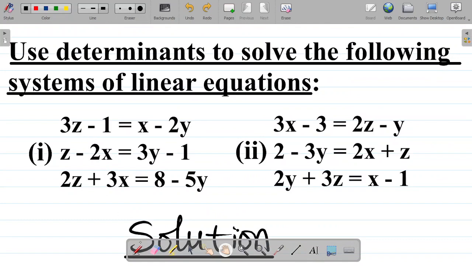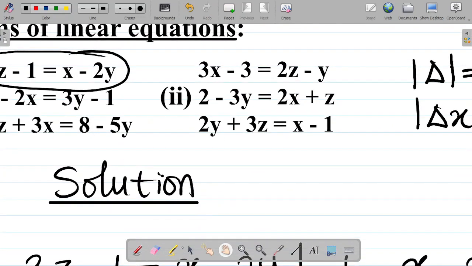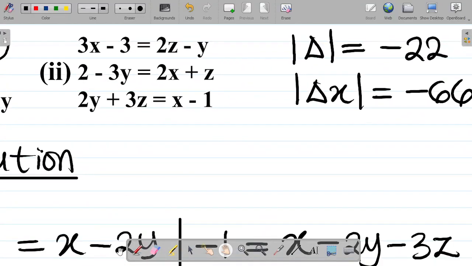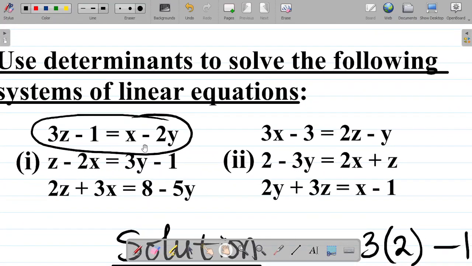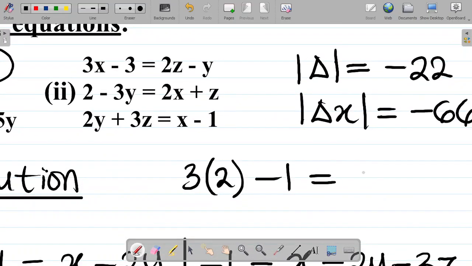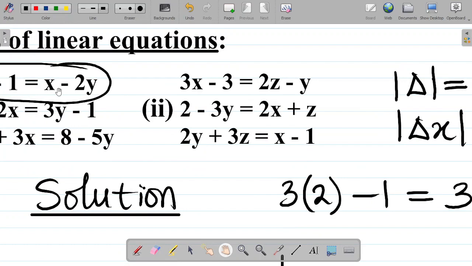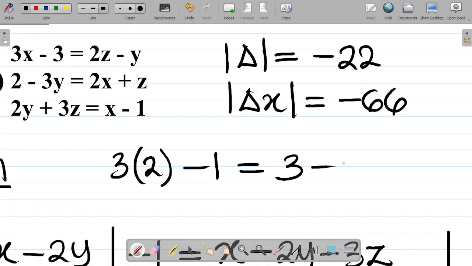Let me take the first one here. You can check out the other ones later. You have 3z minus 1, that becomes 3 into 2 minus 1, since we got z as 2. Then we have x, we got x as 3, that's 3, minus 2y, minus 2 into, we got y as minus 1, so minus 1.